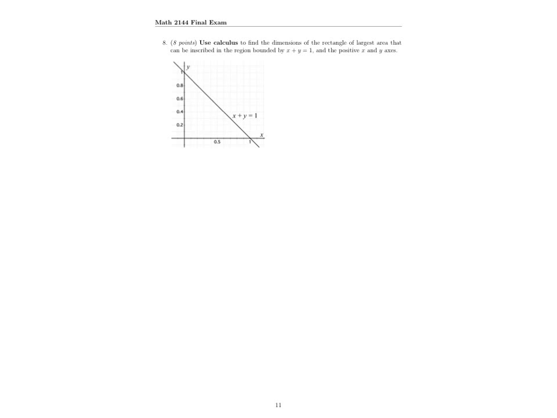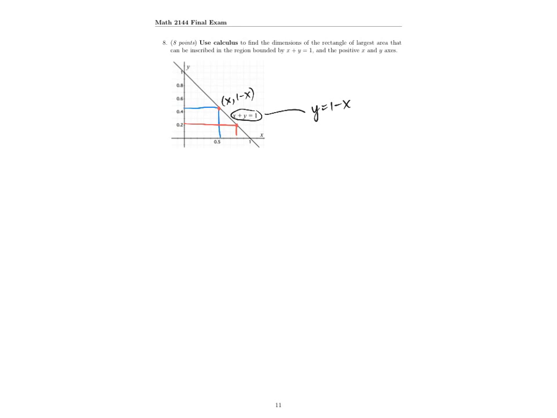So I want to find the dimensions of the rectangle of largest area that can be inscribed in that region and the positive x and y axes. So what we're looking for is a rectangle like this, or maybe a rectangle like this. Anyway, the corner of that rectangle needs to lie on that line. And so what we can say is that the coordinates of this point are x comma, and then I can solve this equation for y and say y is equal to 1 minus x. So x comma 1 minus x. So that's the coordinate of that rectangle.